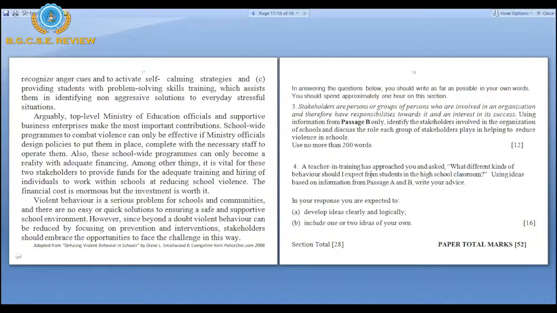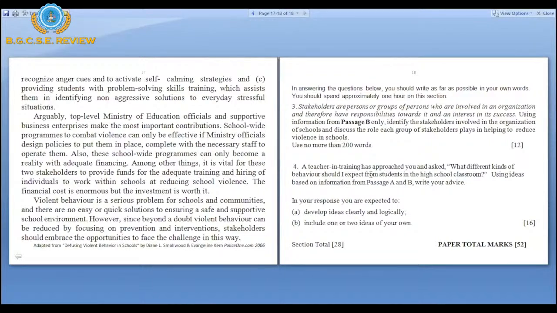Violent behavior is a serious problem for schools and communities, and there are no easy or quick solutions to ensuring a safe and supportive school environment. However, since beyond a doubt, violent behavior can be reduced by focusing on prevention and interventions, stakeholders should embrace the opportunities to face the challenges in this way. Adapted from Diffusing Violent Behavior in Schools by Diane L. Smallwood and Evangeline Curran, policeone.com, 2006.